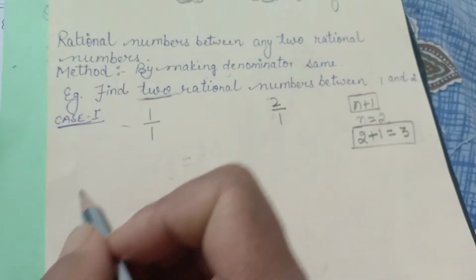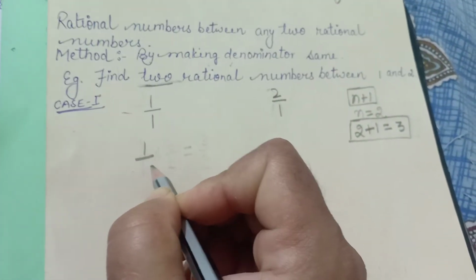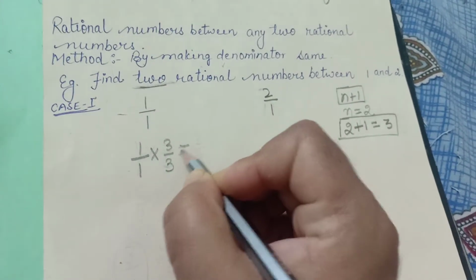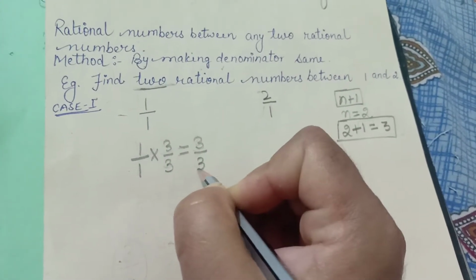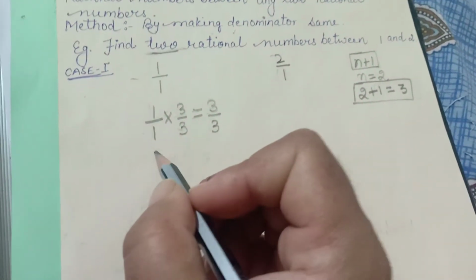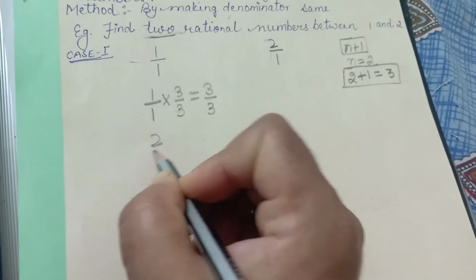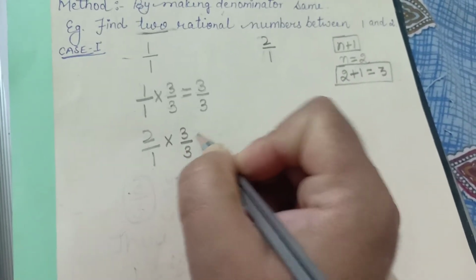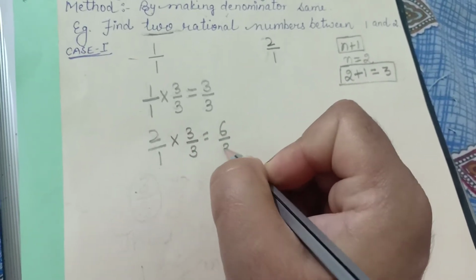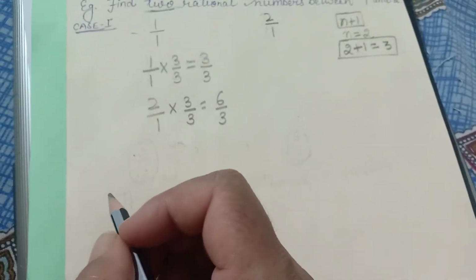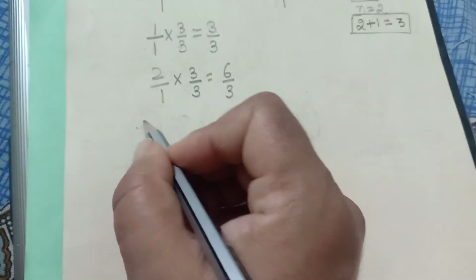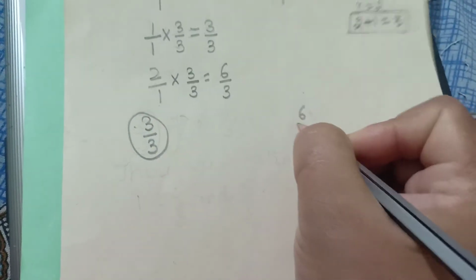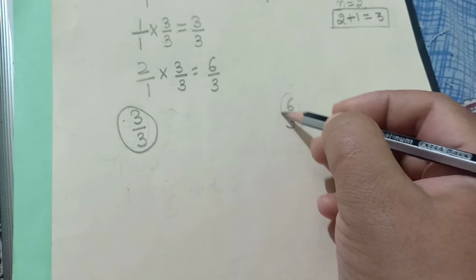So how we can multiply? 1 upon 1 multiplied with 3 upon 3, we will get now 3 upon 3 only. With the second rational number, that is 2 upon 1, when we will multiply it with 3 upon 3, we will get 6 upon 3. Because now 6 is greater than 3 upon 3, so 3 upon 3 we will write on the left hand side, and 6 upon 3 we will write on the right hand side.